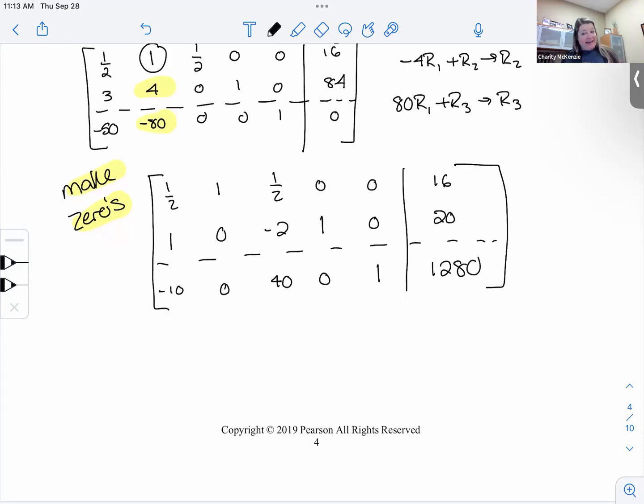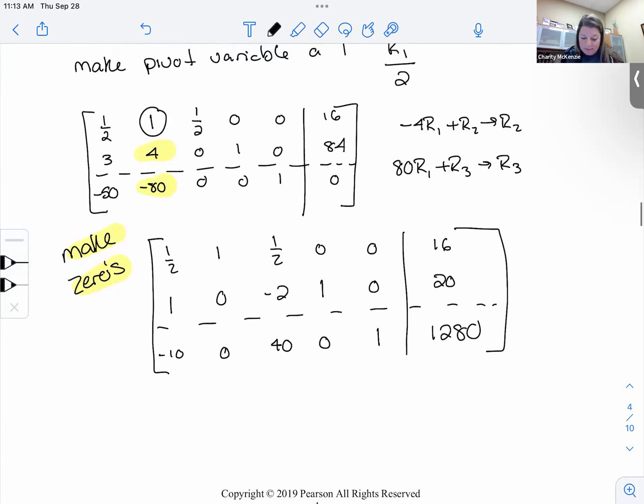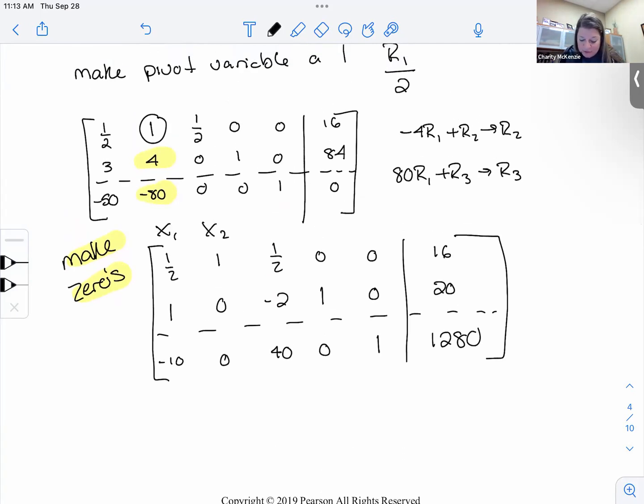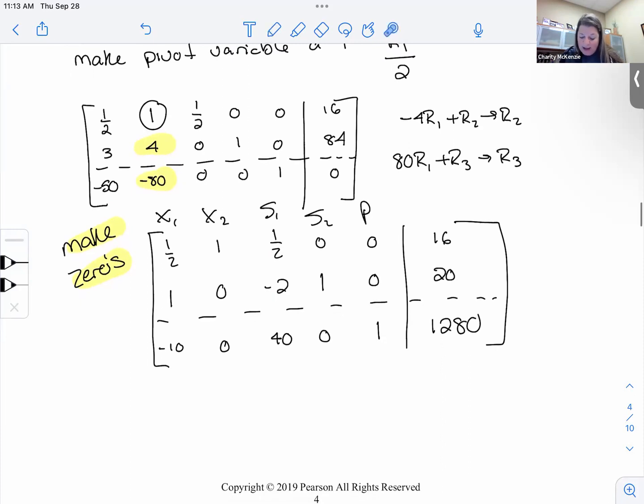Right now, if I cared to write where my answer is, let's label this so we remember what this was. This is X1, X2, S1, S2, and profit. So we have now, slack 1 has no more numbers involved in it. Now we have a value for X2, and that is 16. And what's our profit right now? 1,280. Am I done? No, but that is the solution to the current problem.